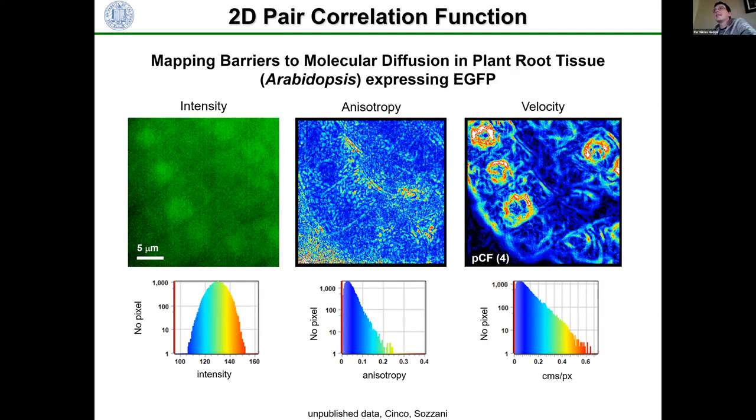You can also do this in tissues. Here's an example, this is actually the root of a plant, Arabidopsis, which is also expressing the green fluorescent protein. Again, in the intensity image, you cannot see much. You can maybe see the nucleus of the cell. But then if we turn to the anisotropy map, or the map which characterizes the center of mass shift of this pair correlation function, you can again clearly see the barriers that exist to the motion of the EGFP molecule.